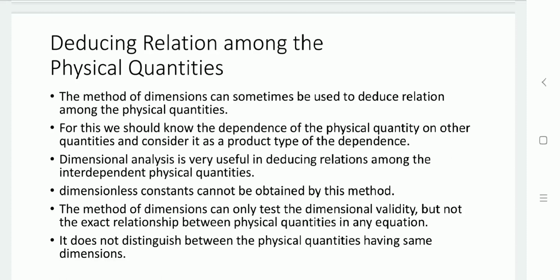Dimensional analysis is useful in deducing the relations among the interdependent physical quantities. Dimensionless constants cannot be obtained by this method. This method of dimension can only test the dimensional validity, but it won't give you the exact relation between physical quantities in the equation. So it cannot distinguish between physical quantities having the same dimension.